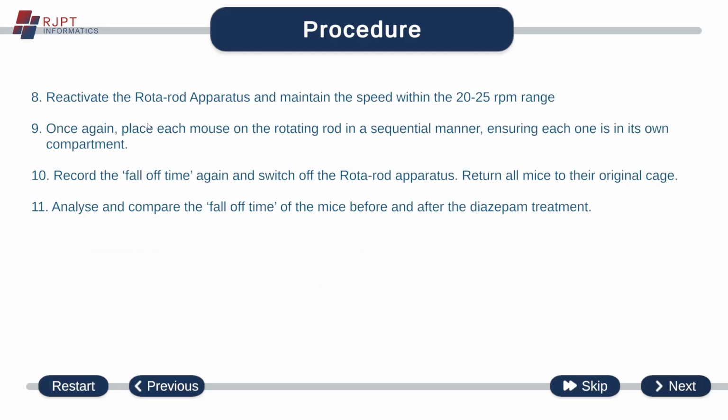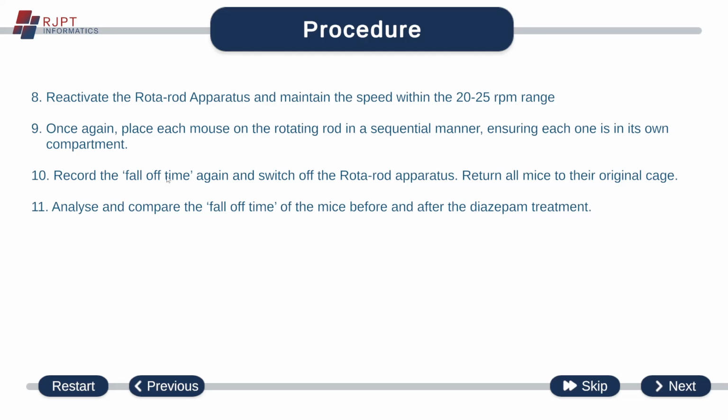And after that, we have to reactivate the Rota-Rod apparatus and maintain the speed within the 20 to 25 RPM range. Then once again, place each mouse on the rotating rod in a sequential manner, similar to before, and ensure each one is in its own compartment. Then we have to record the fall time again.